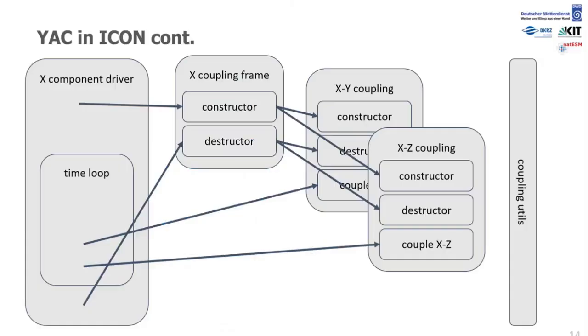Just to have at least one picture. So you have your component driver, you have your time loop. The component driver will call the coupling frame constructor. The coupling frame constructor will call the respective XY coupling constructors. At some point during the time loop, it will call the coupling XYZ routines. And at the end of your run, it will call the destructors and so on. And all of these use the coupling utils to simplify the use of the coupler.